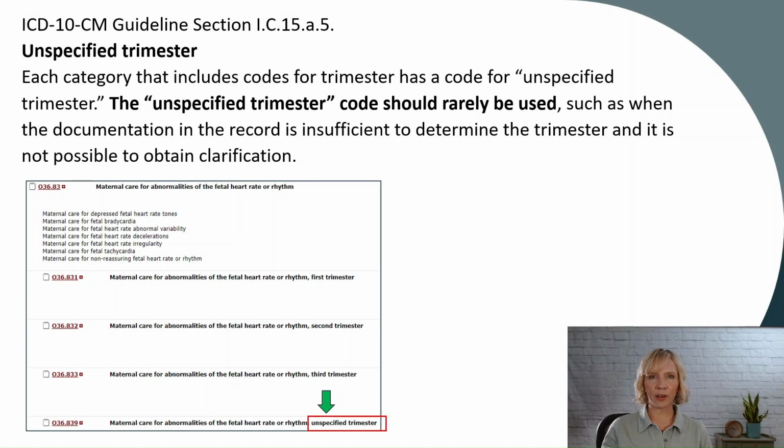For every category that includes codes for trimesters, there will also be an option for an unspecified trimester. This code should only be used in rare circumstances when the information in the record is insufficient to determine the trimester and obtaining clarification through a query is not possible.